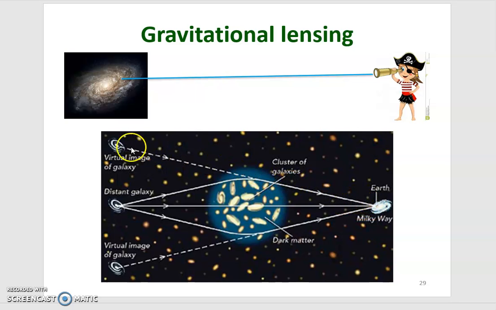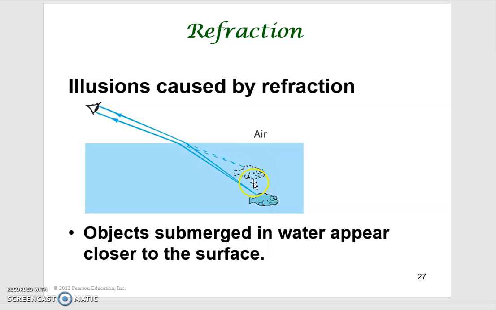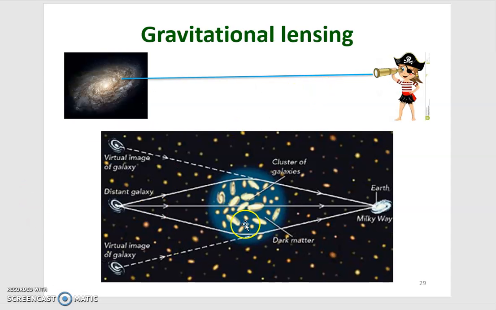When they trace back, they will think, oh no, actually this is the true position of the galaxy, but apparently it is not true. Did you see that this concept is very similar to refraction? The position of the real fish is different from the position of the virtual fish. And this concept is the so-called gravitational lensing.